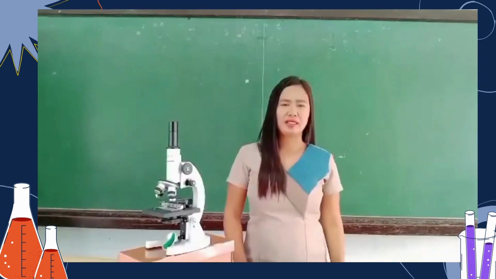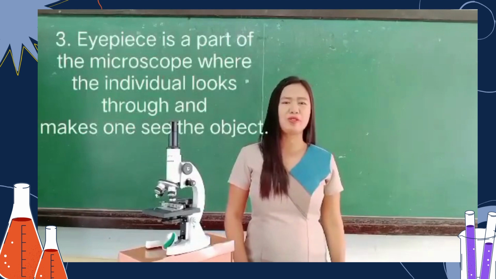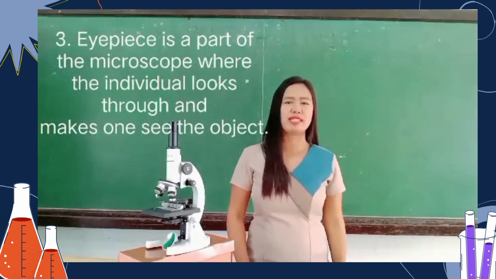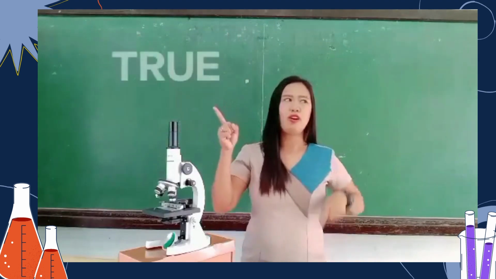Number 3. Eyepiece is a part of the microscope an individual looks through and makes one see the object. True or false?